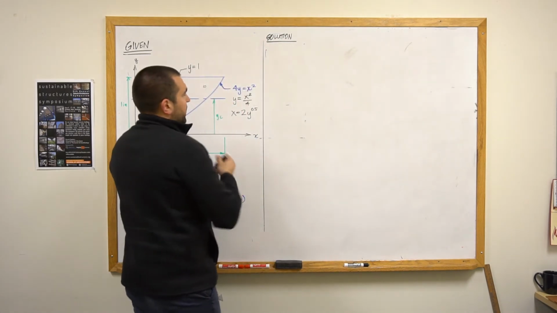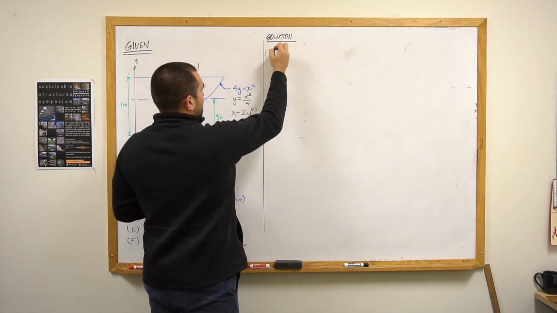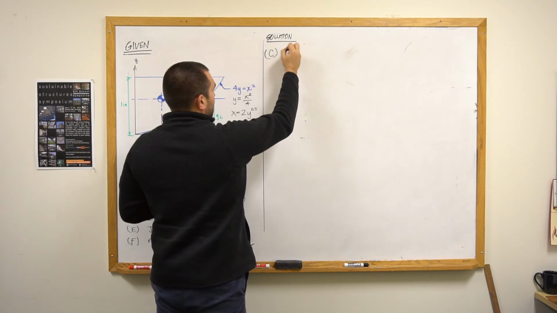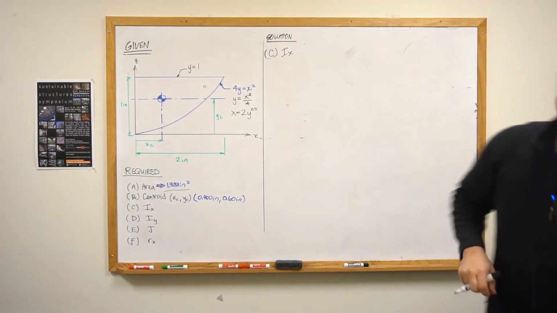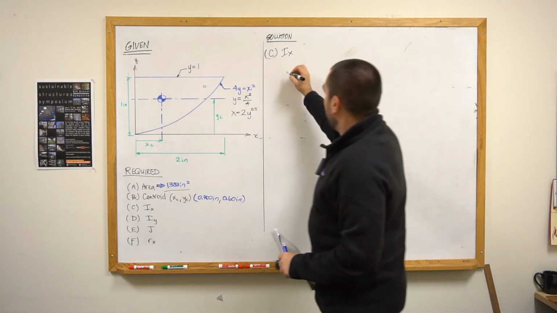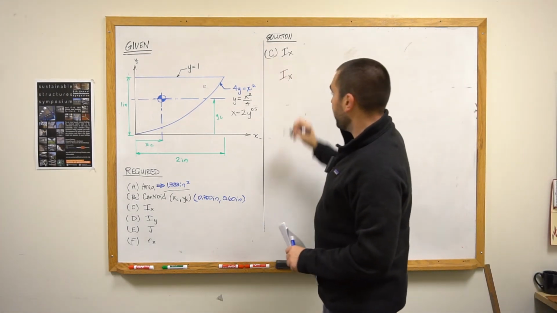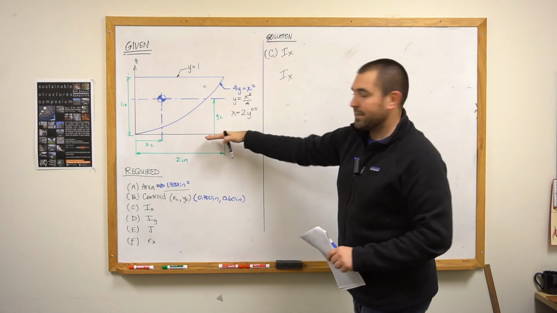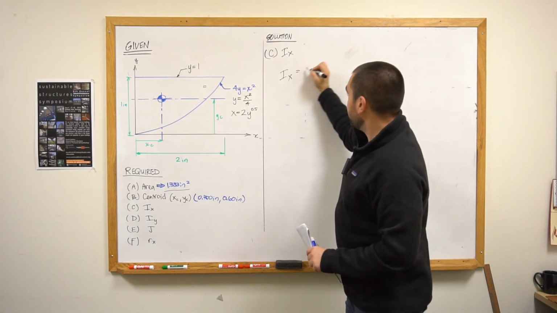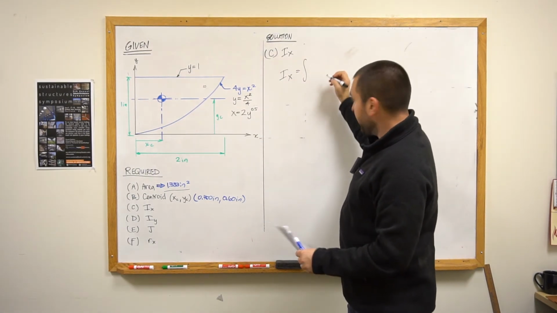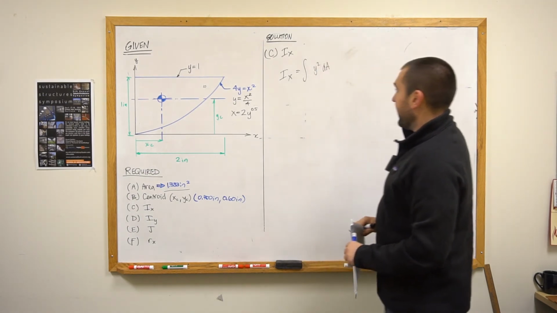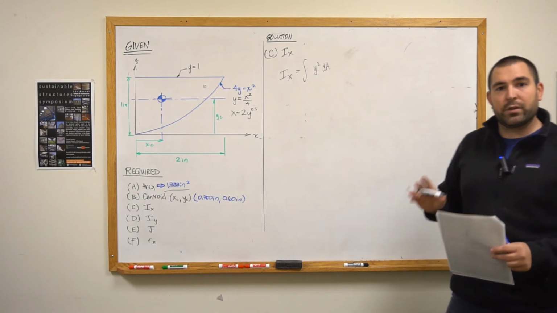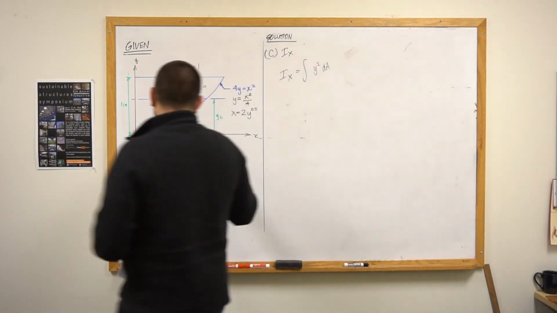And so the equation that we have for moment of inertia is slightly different. We'll do moment of inertia about the x-axis first. So our formula is that the moment of inertia about the x-axis is equal to the integral of y squared dA.